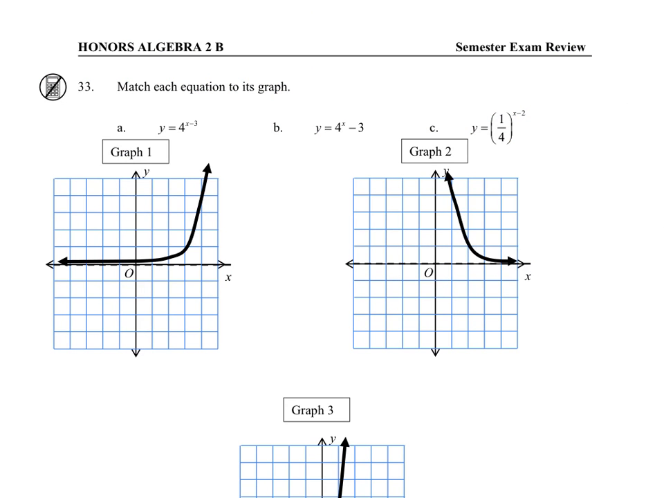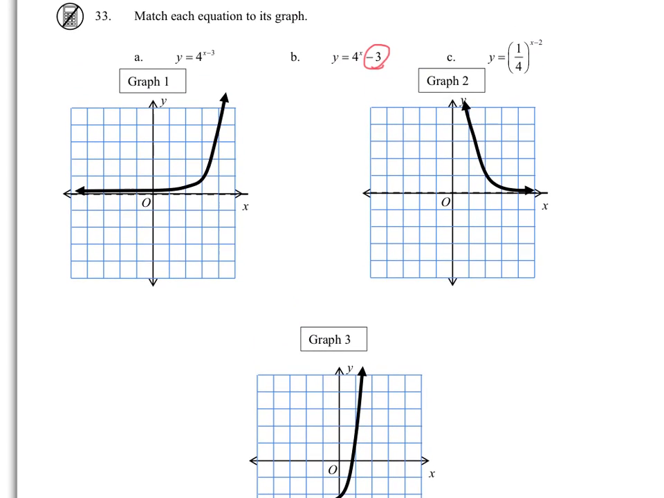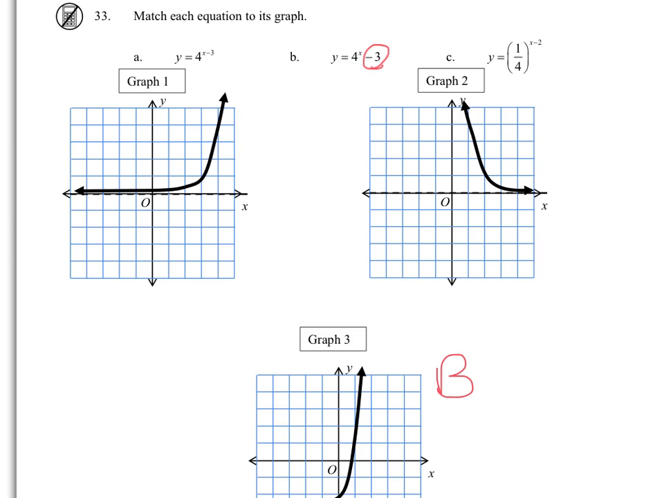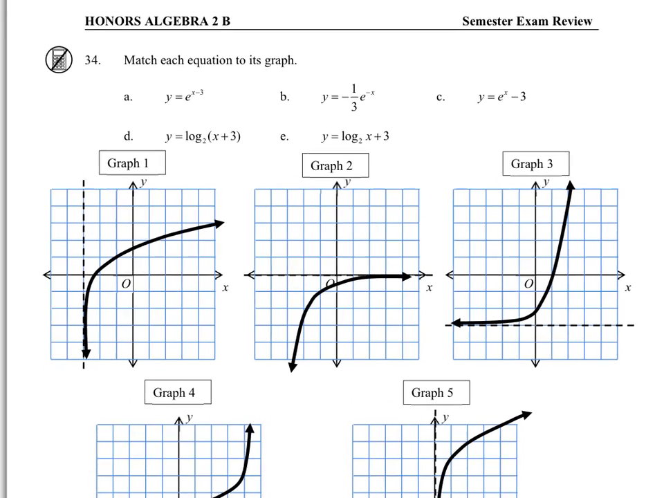Okay, so for 33, it's matching. I'm going to start with graph B because that's the only one with an asymptote not at 0. It's been moved down 3, so that must be graph 3. And then the difference between A and C is an exponential decay because of this 1/4. So that's graph 2. And then graph 1 would be A because it's exponential growth. And 34 to match these graphs.